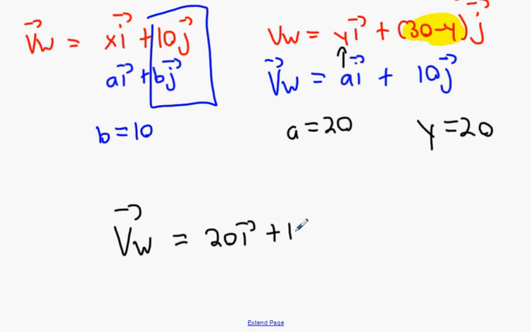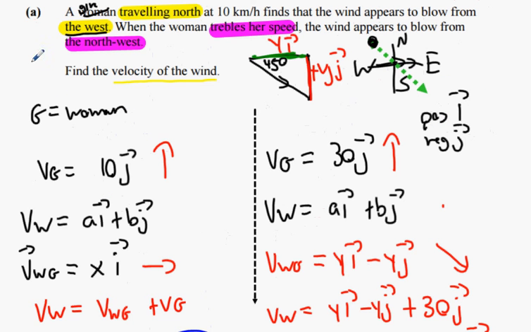Okay? So this means that the velocity of the wind is 20i plus 10j. Reread the language of the question. It just wants me to find the velocity of the wind. It doesn't specify anything about where it's coming from, what angle it's making, or how fast it's going. So my question's done.